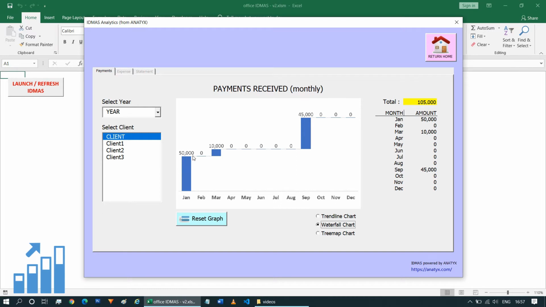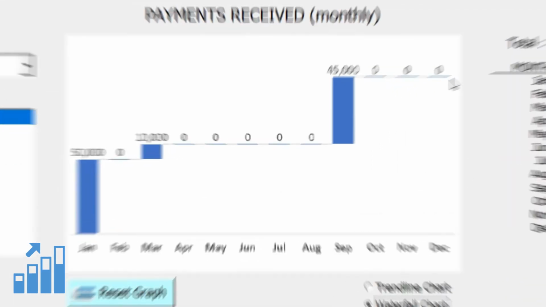So first month it was 50,000. Then in the month of March it was 10,000, and then in the month of September you got 45,000 more. So that is how you read the information. The information is basically the same, but the only difference is in what graph are you comfortable with. In the finance world, people normally use the waterfall chart.